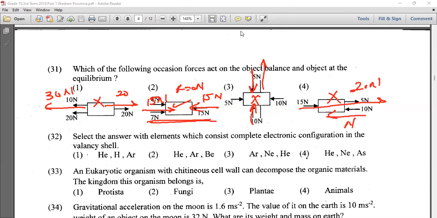Select the answers with elements which have a complete electronic configuration in the valence shell. So select the noble gases: helium, neon, argon. All right.